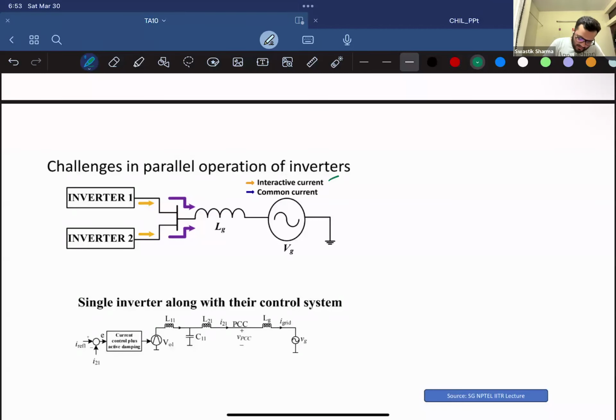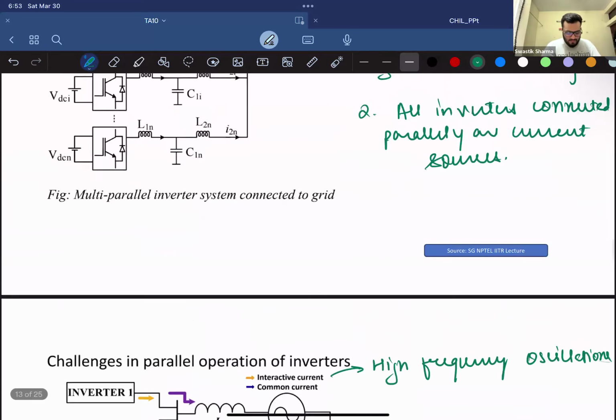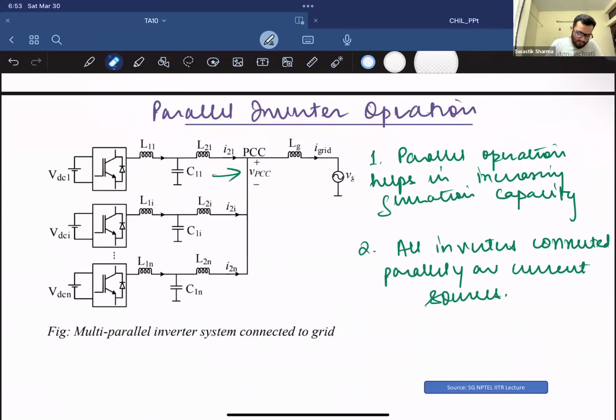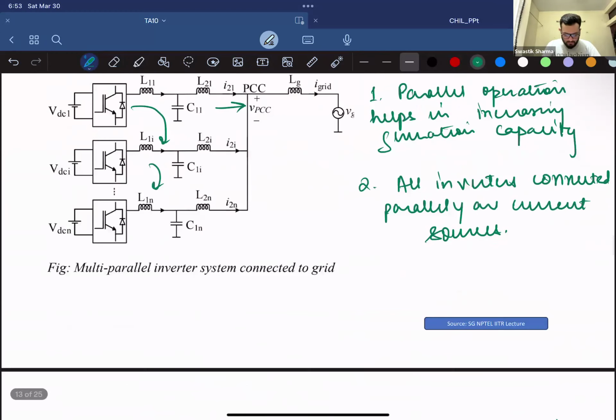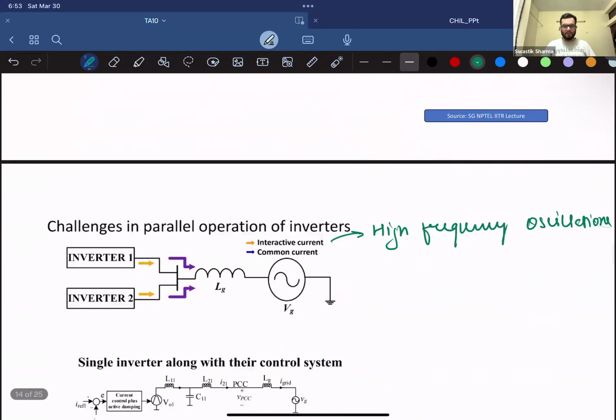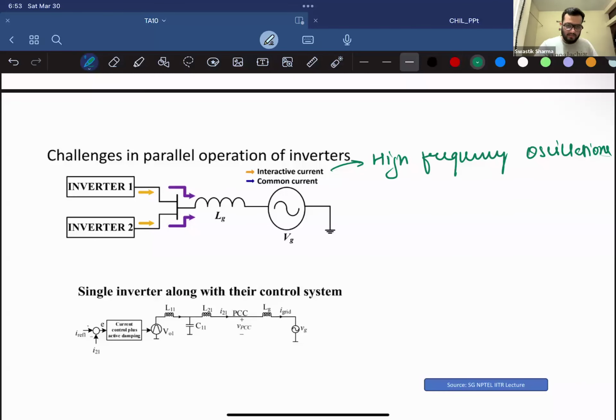And usually these interactive currents have high frequency oscillations, because they are not being fed to the grid, so these high frequencies flow between the converters only. They go from this place to this place to this place. So in between inverters, these inverter currents flow. We'll check everything and talk about everything, but this will start from what is the reason for it.